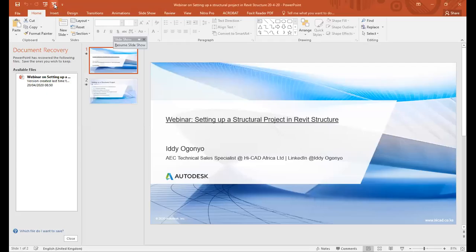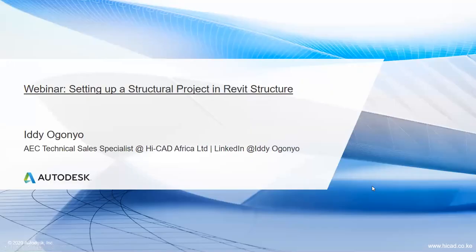Hello. So I guess 5 is a good number, so we can start the meeting. My name is Idi Ogono, and I'm an AEC technical sales specialist at Hi-CAD Africa Limited, and I'm working in the civil infrastructure section. So our webinar today will be on setting up a structural project in Revit structure.